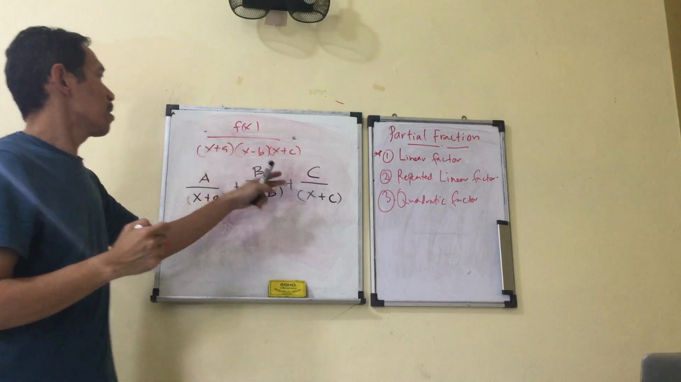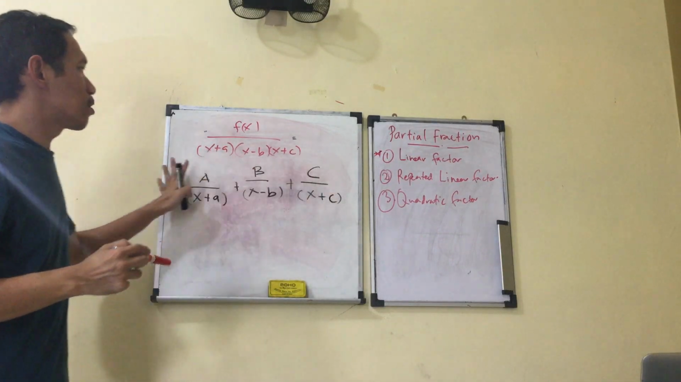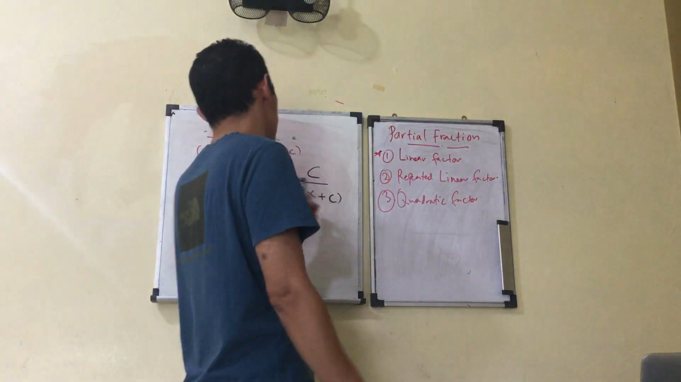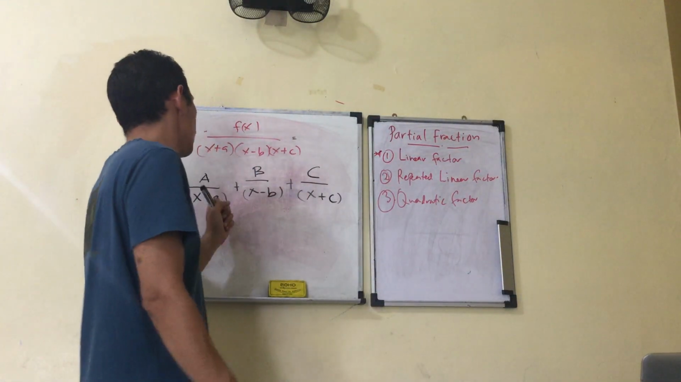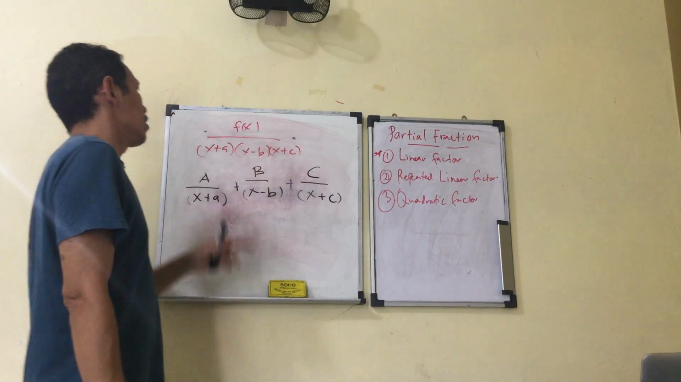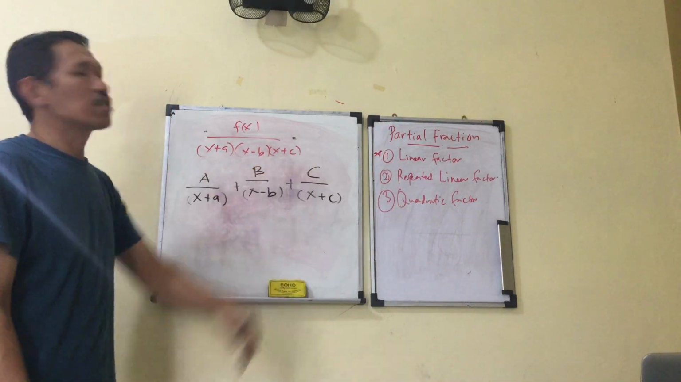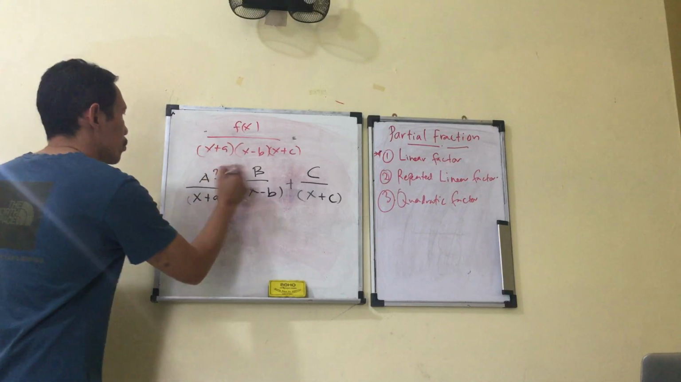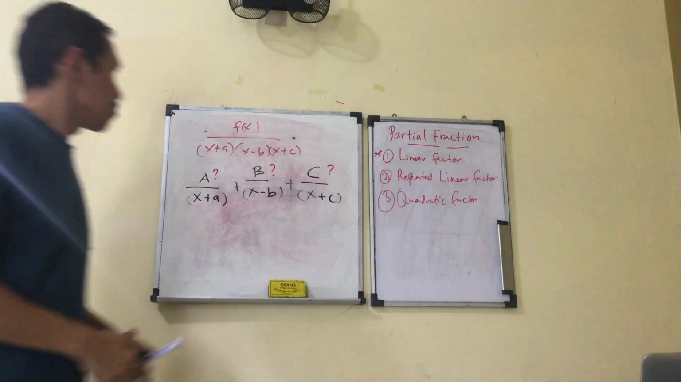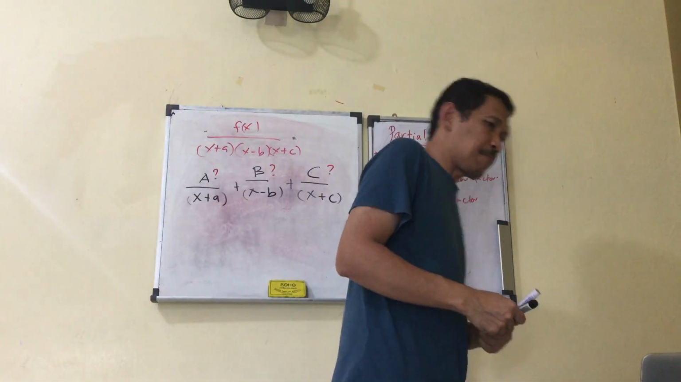When you solve this, you can decompose them into these 3 different fractions: A, B, and C, A over this one, B over this one, C over this one. So this A value, B value, and C value is the one that you should calculate. You should find the value of that one. Okay, have a look at a repeated linear.